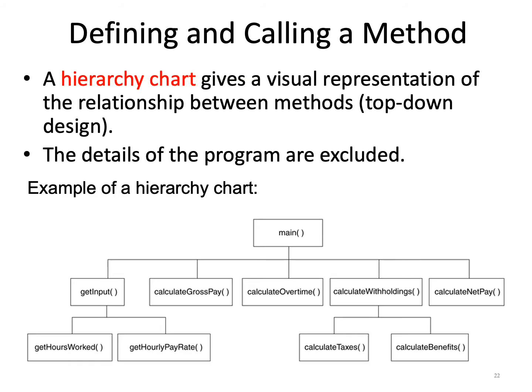This figure here shows an example of a hierarchy chart. A hierarchy chart gives a visual representation of the relationship between methods. The details of the program are excluded. In a program, we can have as many methods as needed.